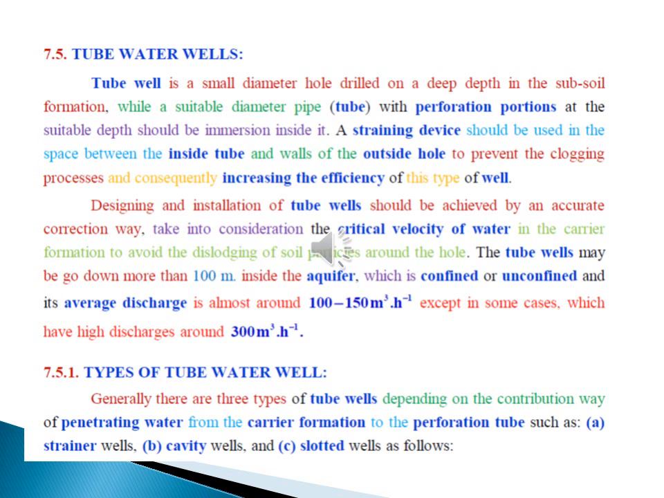The tube well may go down more than 100 meters inside the aquifer, which is confined or unconfined, and its average discharge is almost around 100 up to 150 cubic meters per hour, except in some cases which have a high discharge of around 300 cubic meters per hour. Generally, there are three types of tube wells, such as strainer, cavity, and slotted wells.